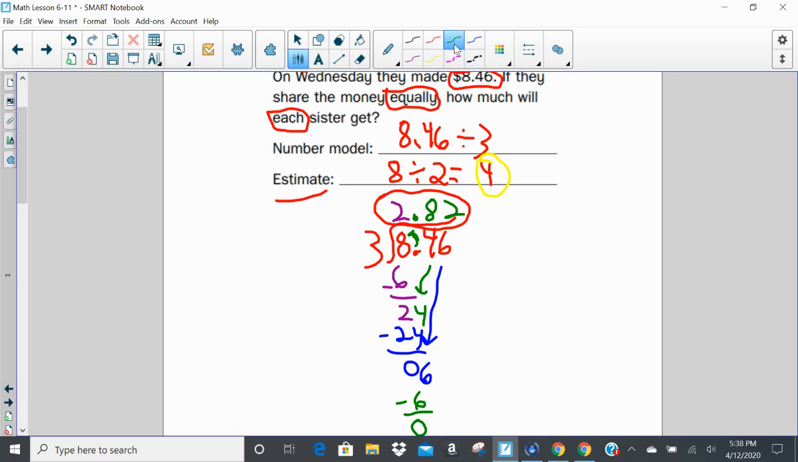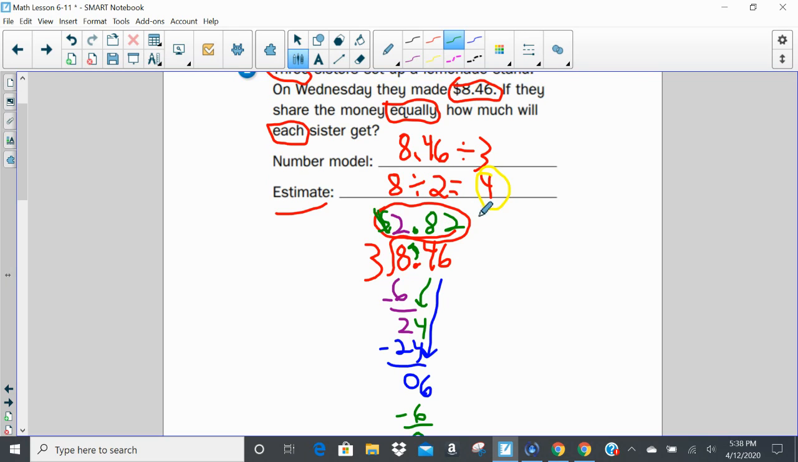So that is money that we're dealing with. So let me put a dollar sign in there. That's one ugly dollar sign. But $2.82 is what each sister is going to get. But first, let's check. Is that close to our estimate? Does it check out? Yes, it does. So that works great there.